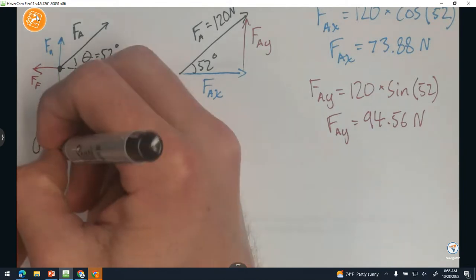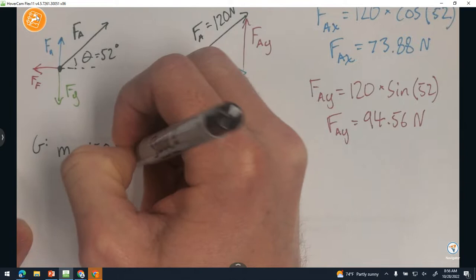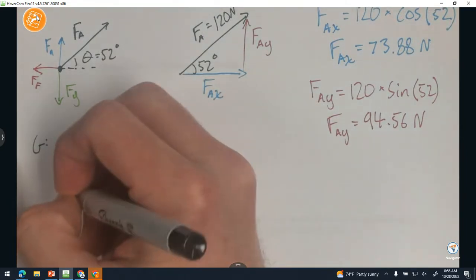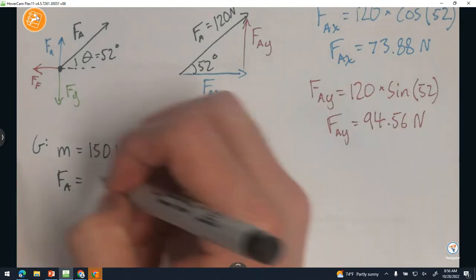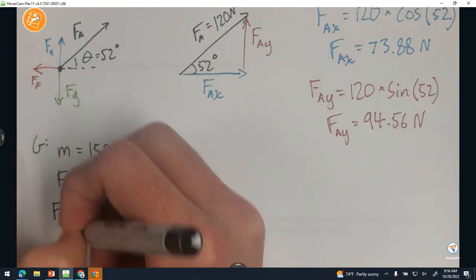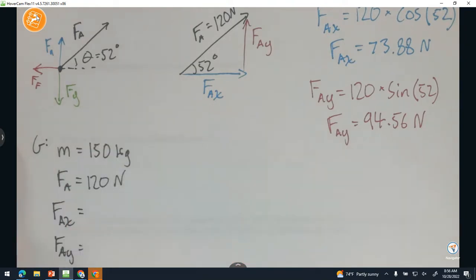Okay. So given we got our mass of the moose, 150 kilograms. We've got our force applied, 120 newtons. We've got our FAX and our FAY.